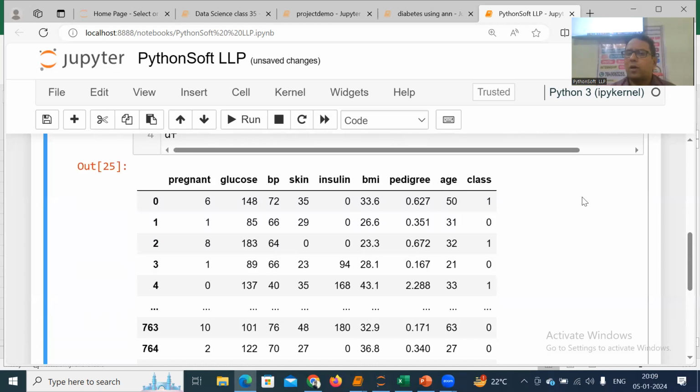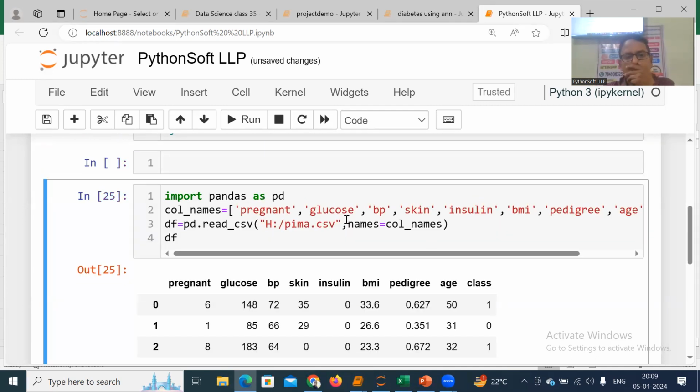And what is the purpose? Our purpose is to create an intelligent model so that if a new person comes, we'll ask them to enter how many times they are pregnant, what is their glucose, all this data, and our intelligent model will tell whether that person is going to suffer from diabetes or not. That is the purpose of this task.